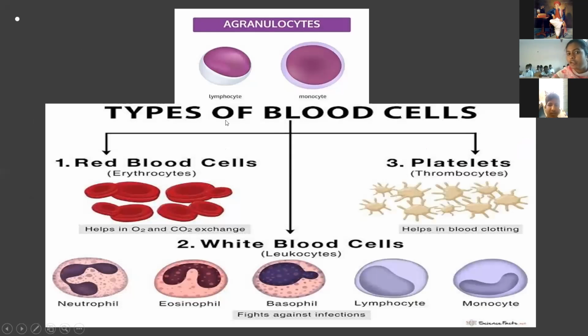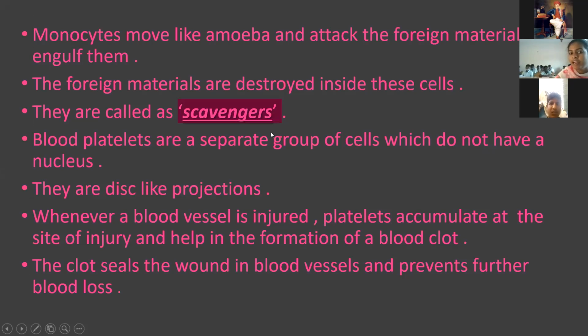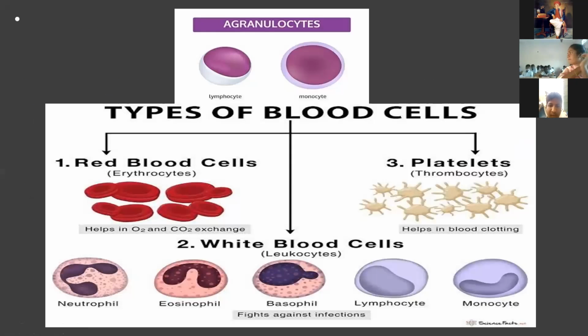Next, types of blood cells. How many types of blood cells? Three types of blood cells are present in our blood. What are they?